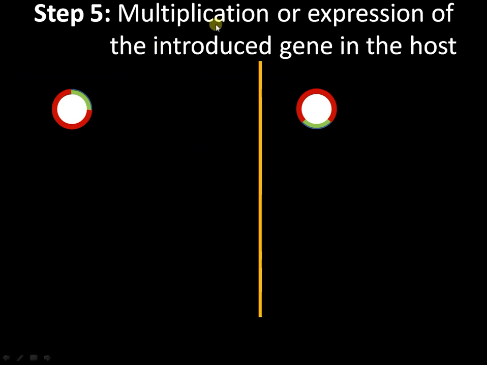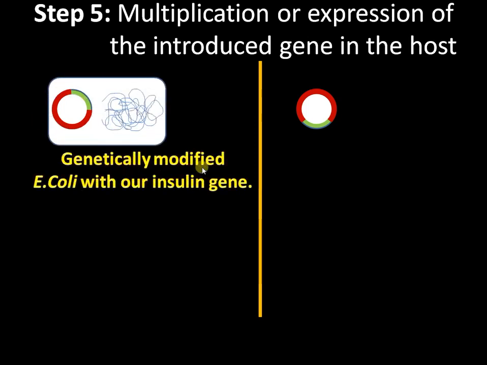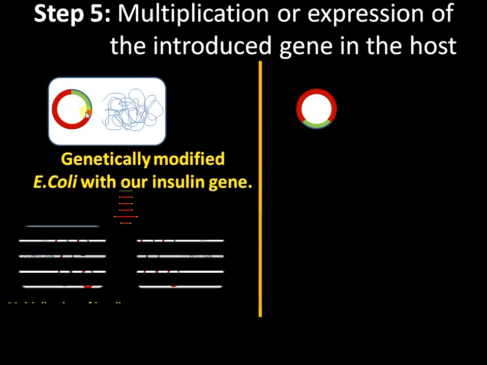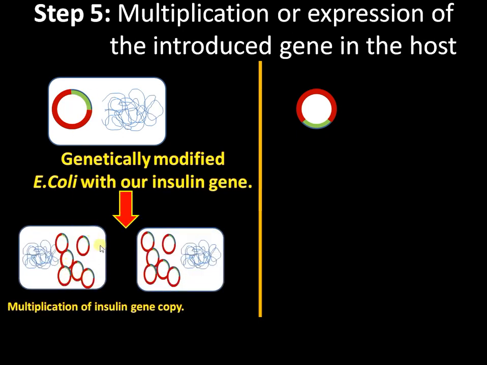Final step is multiplication or expression of the introduced gene in the host. So as I mentioned in the first slide, our intention is to make as many copies of that particular gene, or I need to make that gene product to be synthesized inside the bacterium. So we have genetically modified E. coli with our insulin gene, and these plasmids will replicate inside the host, and these bacteria will also replicate, making millions of copies of this particular gene. Our first intention is achieved. We have our gene of interest produced in millions of numbers.